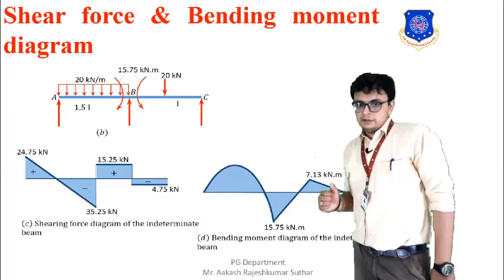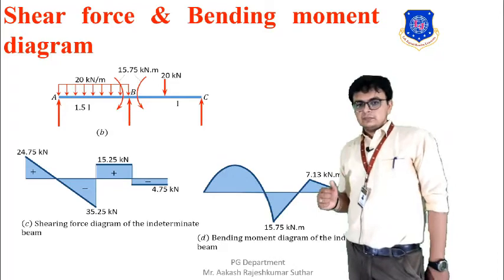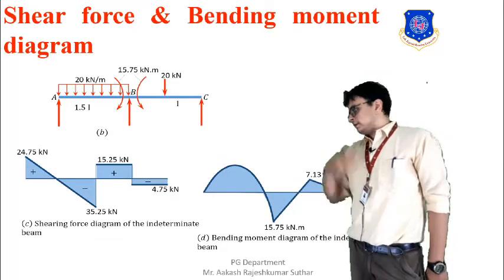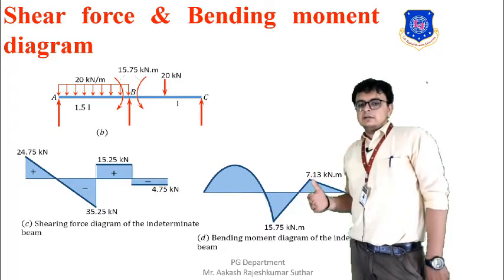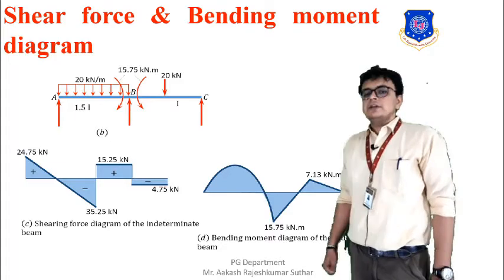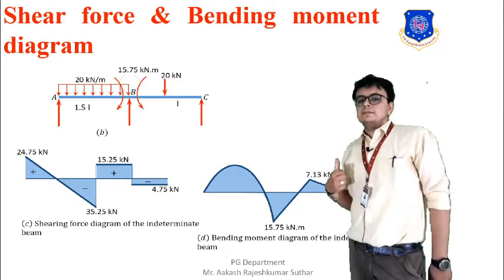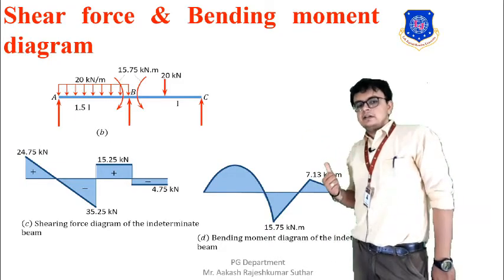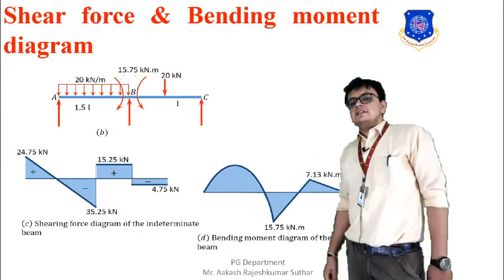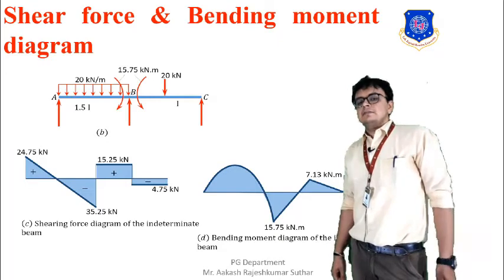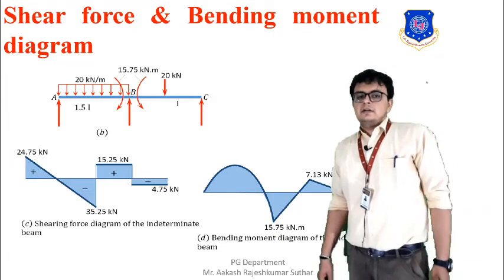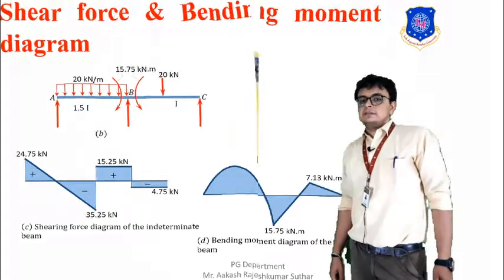Now the bending moment diagram will also be like this. You can see that it is parabolic, and at the bottom you will have the value of 15.75 kilonewton meter, and at the top, somewhere at a point in the BC span, you will get 7.13 kilonewton meter. So this is how the bending moment has taken place.